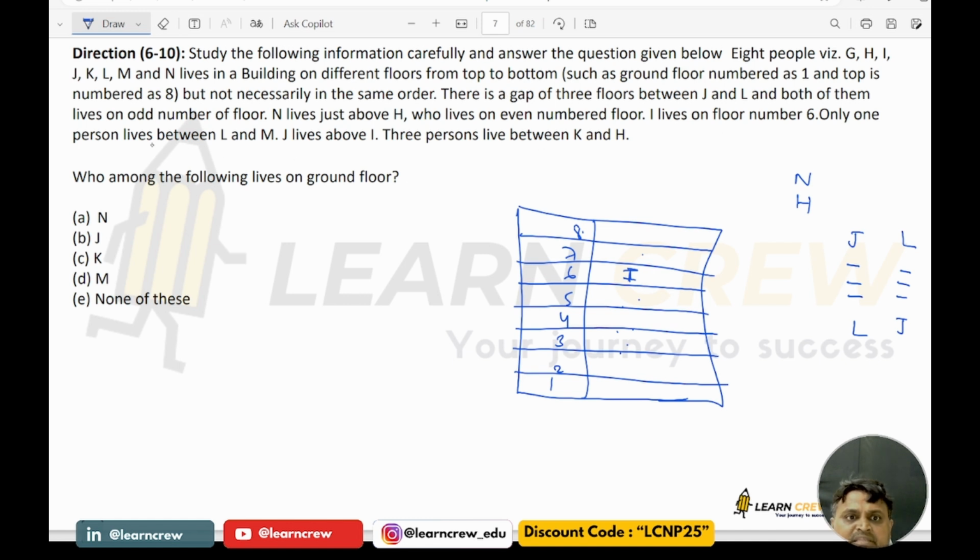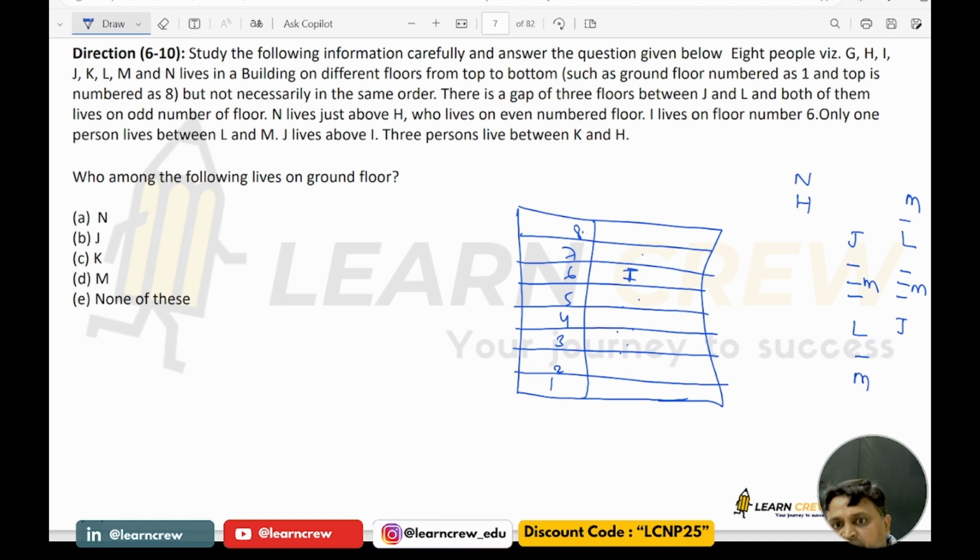Only one person lives between L and M. It can be like this or it can be like this. Next, J lives above I.